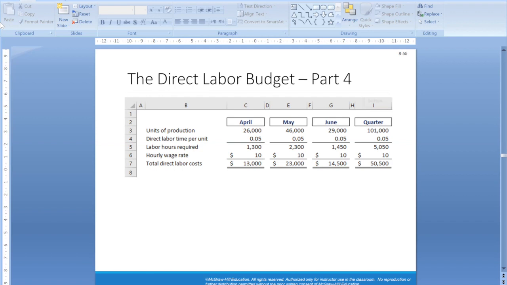So the question again for this budget: what is the total cost of the direct labor? For April, it will be $13,000. For May, similarly, 46,000 times 0.05 is 2,300 hours, times 10 is 23,000, and so on. So the total cost of direct labor for the whole quarter will be 50,500. Simple.